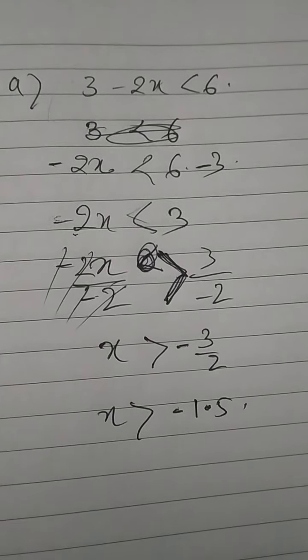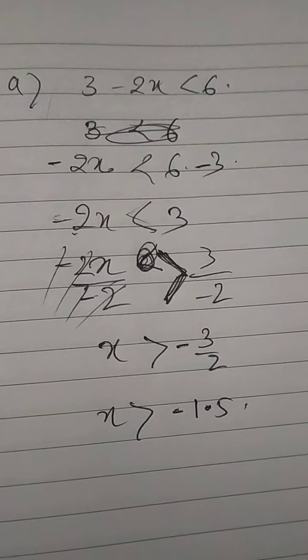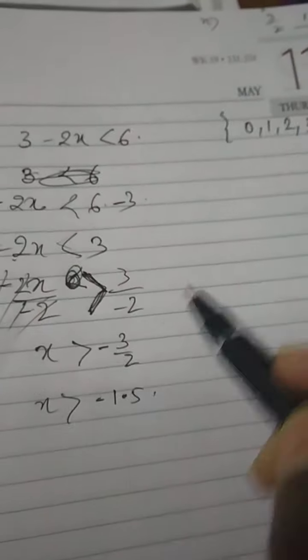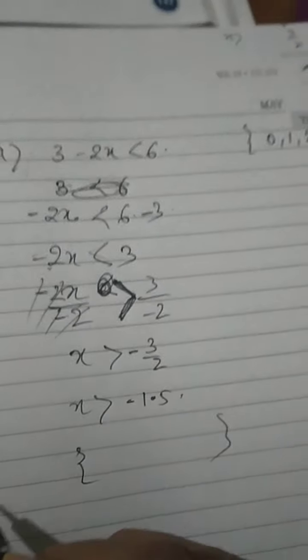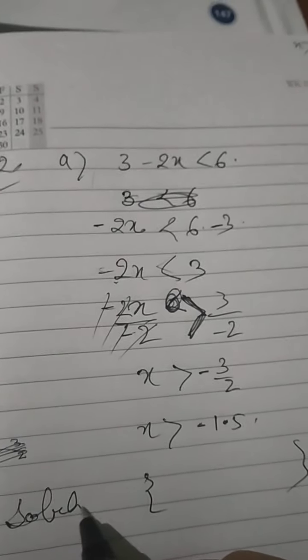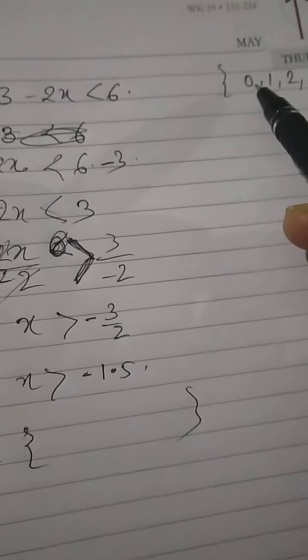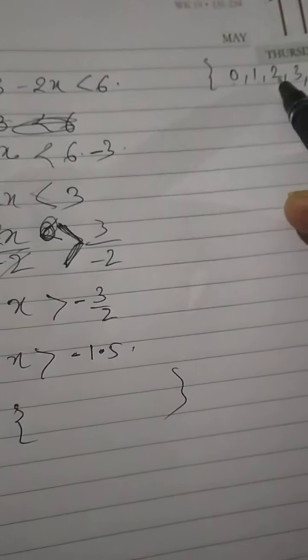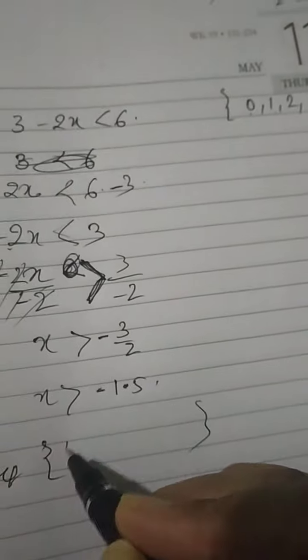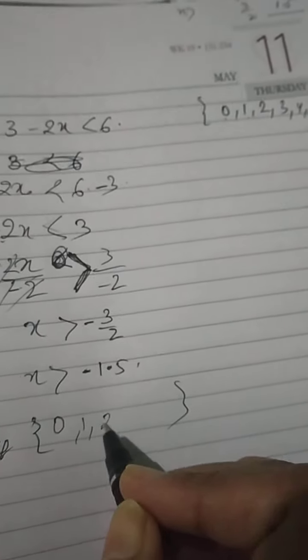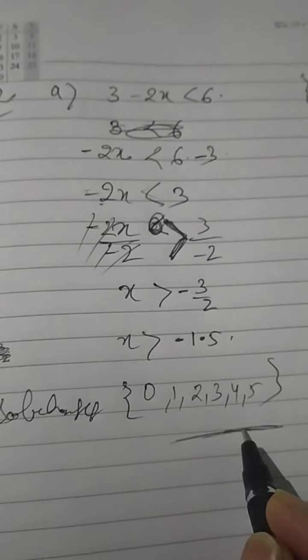Now you have to take all the values from this replacement set which are greater than minus 1.5. What will be greater than minus 1.5? Tell me. Greater than minus 1.5 is 0 also, 1 also, 2, 3, 4, 5, all. All the positive numbers are of course greater than the negative number, no? So 1, 2, 3, 4, 5, all. This is the solution set.